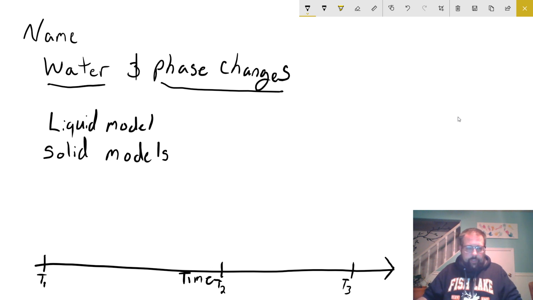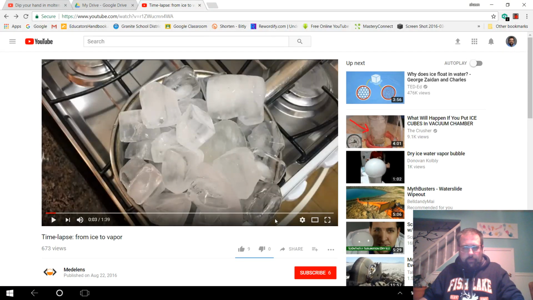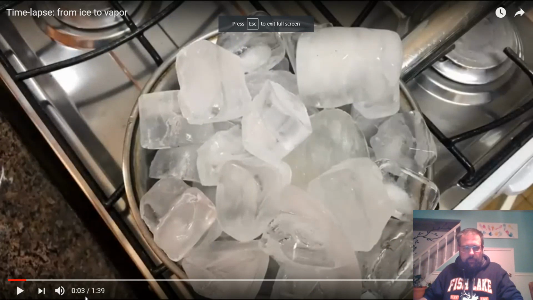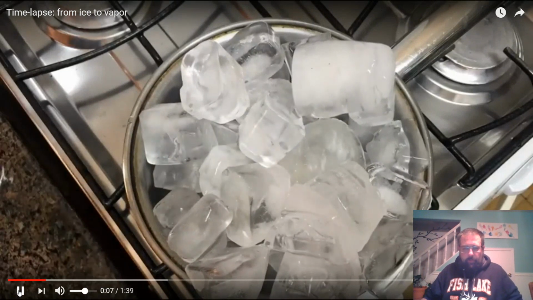What I want you to do at each of these different times is draw me what the model of the molecule is, what they're doing at that time. What do they look like? Okay, so let's go ahead and watch this video. So this is your time 1. What do those molecules look like?